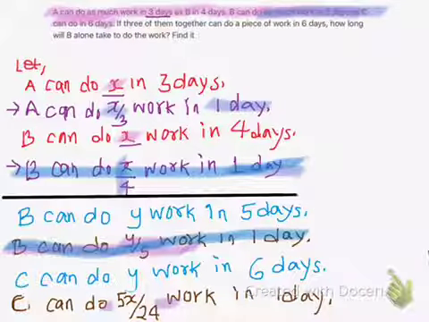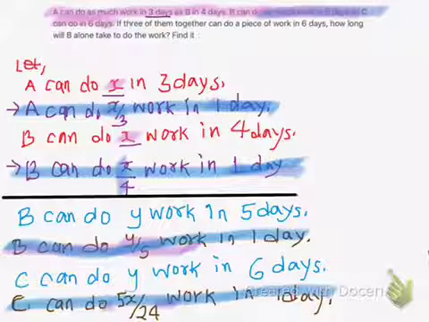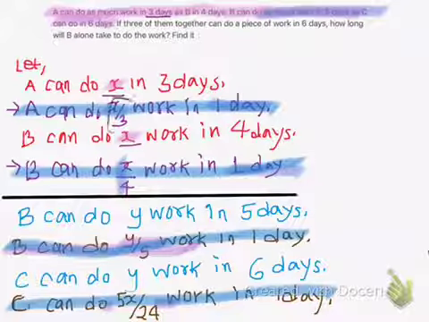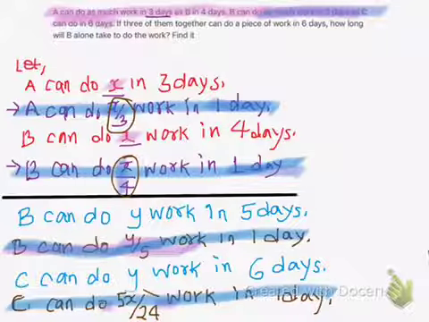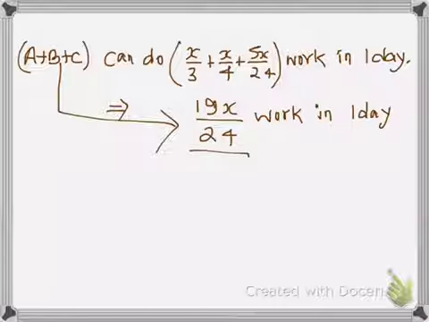Now let us find the work done by A, B and C together in 1 day. So we can write A plus B plus C can do a total of x by 3 plus x by 4 plus 5x by 24 work in 1 day. Here only the work has been added: x by 3, x by 4 and 5x by 24. On solving we get 19x by 24 work in 1 day. A plus B plus C can do 19x by 24 work in 1 day.